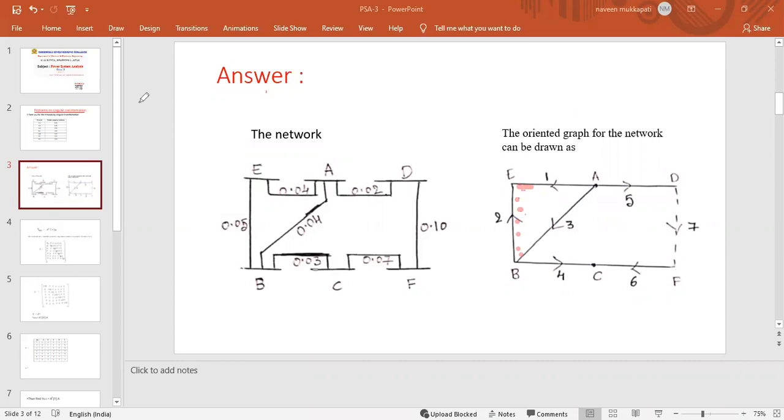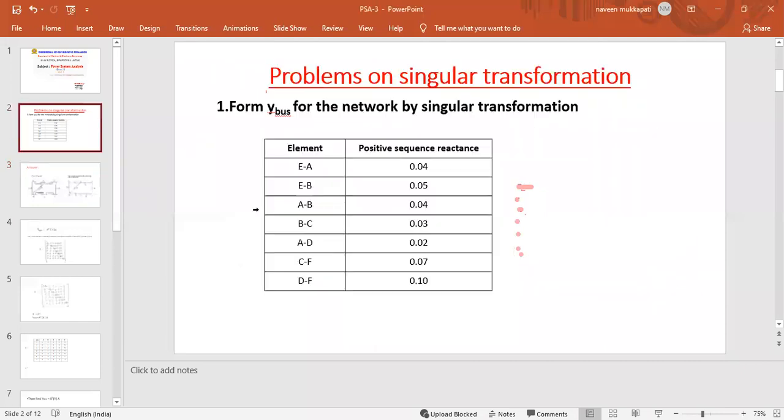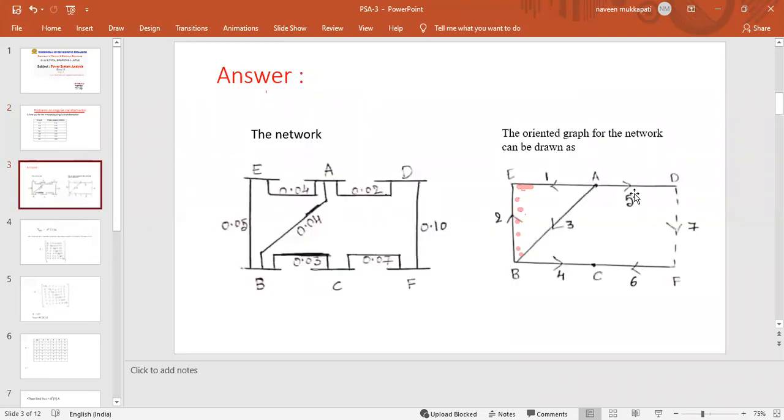First of all, this is the given data. By using this data, first we draw the network. After that, we draw the oriented graph. How we draw the graph from the given network will be explained in the previous classes. This is the network and this is the oriented graph.